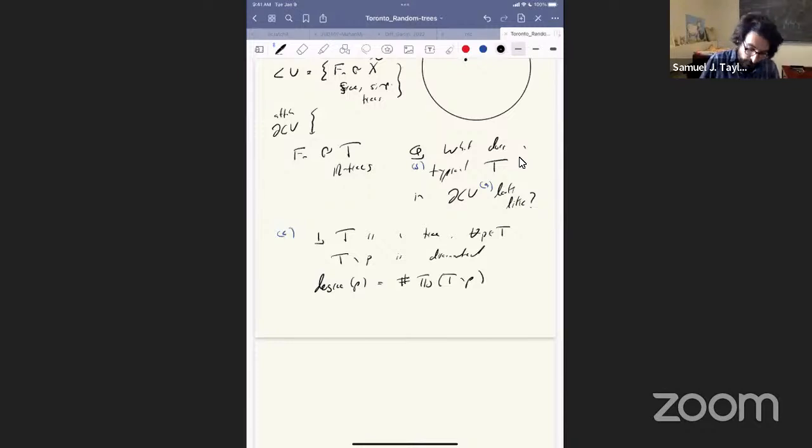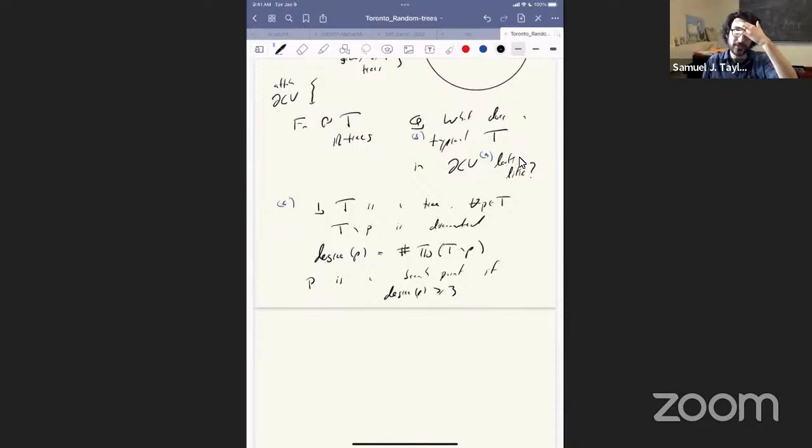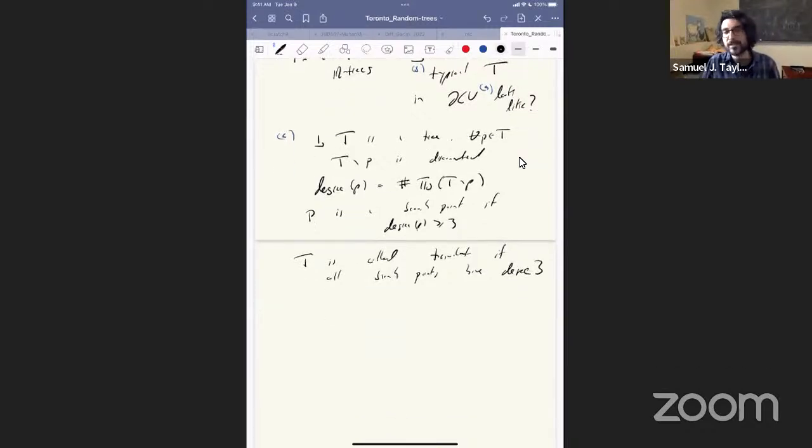I'll call a point a branch point if the degree is at least 3. That's where you actually see branching in the tree. And I'll call a tree trivalent if all branch points have degree 3. So that's the first property of a tree I'll be interested in. What are the degrees of the branch points of a typical tree? That's something very concrete, very topological about the tree.